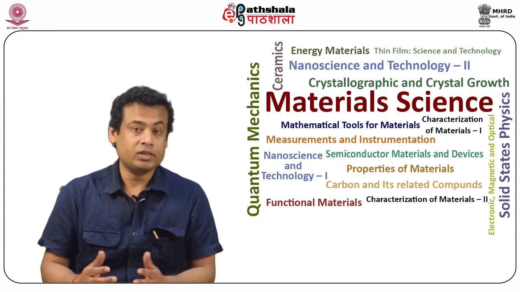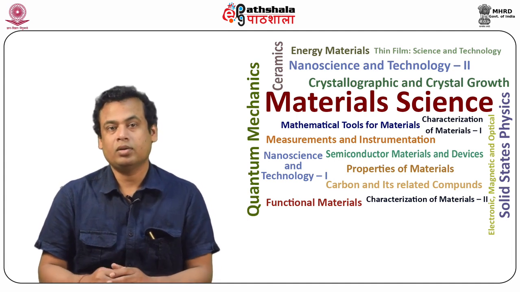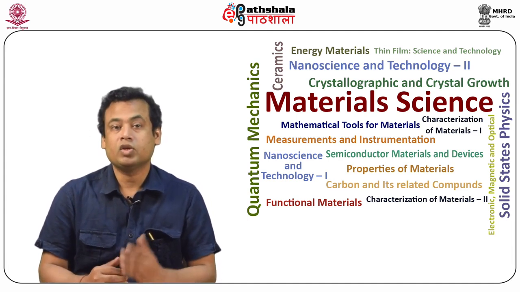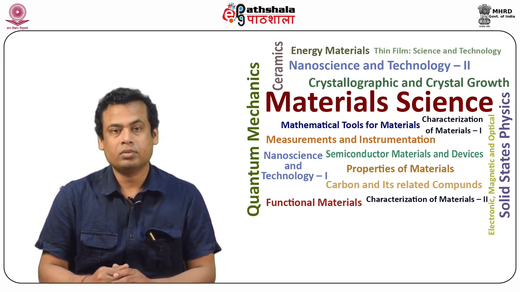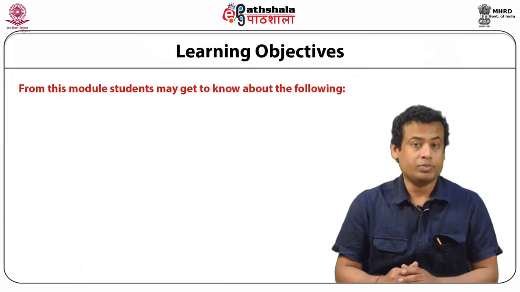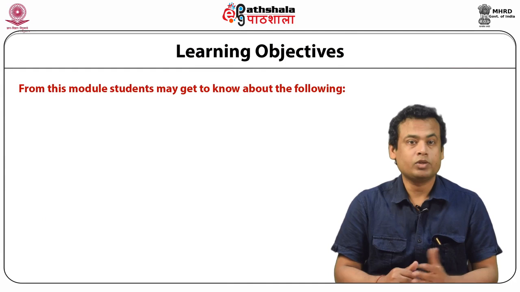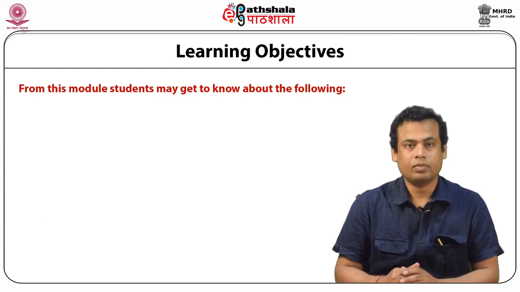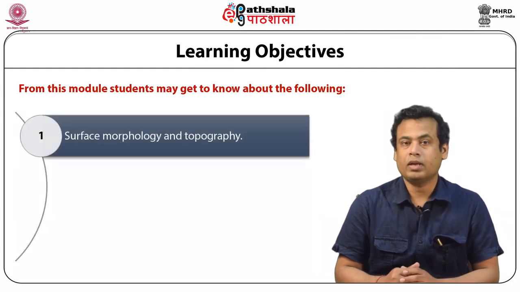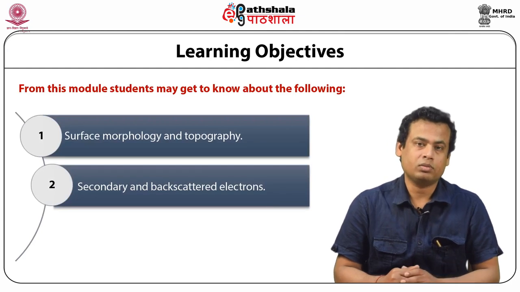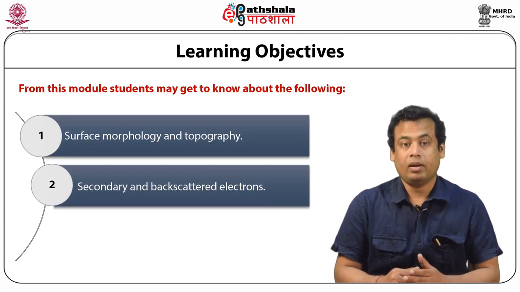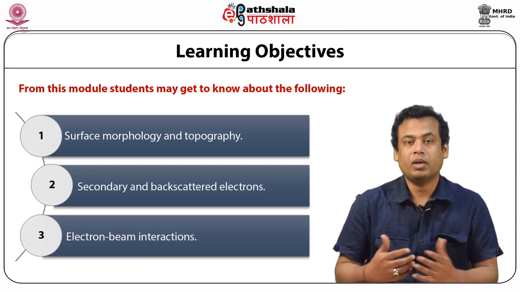Today we are going to discuss a module on surface morphology using scanning electron microscopy. This comes under the paper titled Characterization of Materials 2. From this module, we may get to know about the following things: the surface morphology and topography of the materials, the secondary and backscattered electrons and how they are produced in the material, and third, the electron beam interactions.